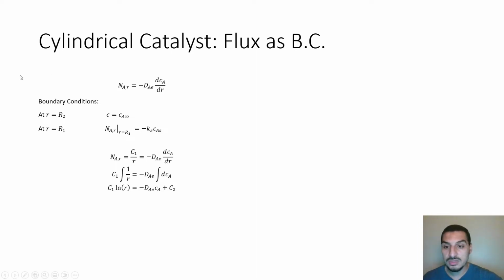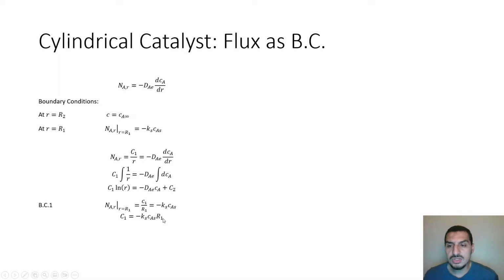We have two constants and we have two boundary conditions, so if I apply boundary condition number 1, I can say that the flux equals negative KSCA, and C1 over R1 is the flux. We know that flux is C1 over R. At R equals R1, then this is going to be R1. So this is the first boundary condition, which can translate into C1 equals negative KSCAS R1.